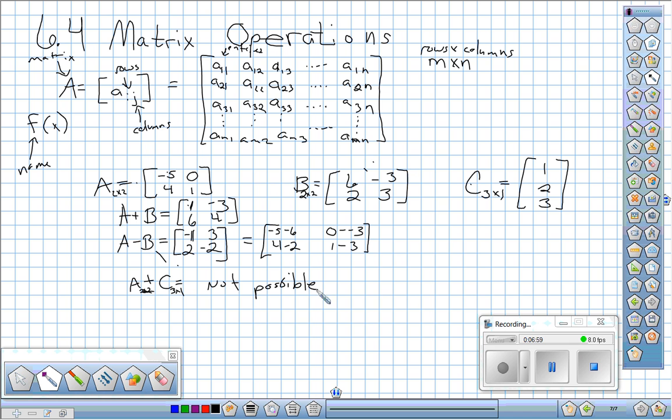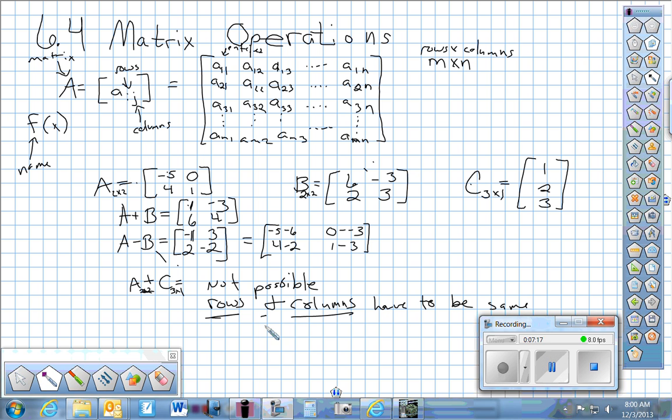The rows and columns have to be the same to add or subtract.